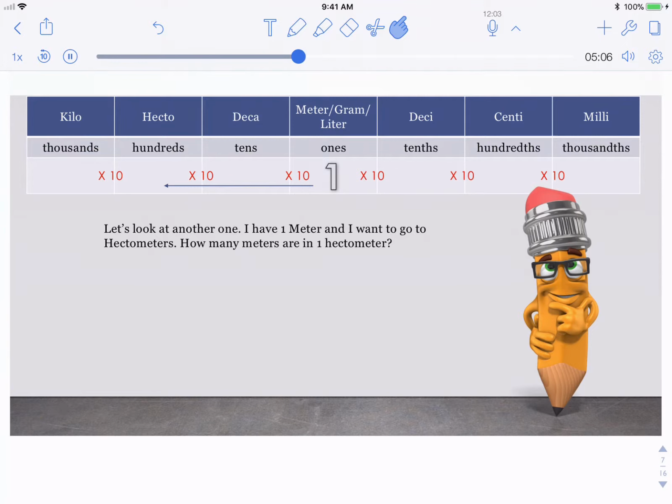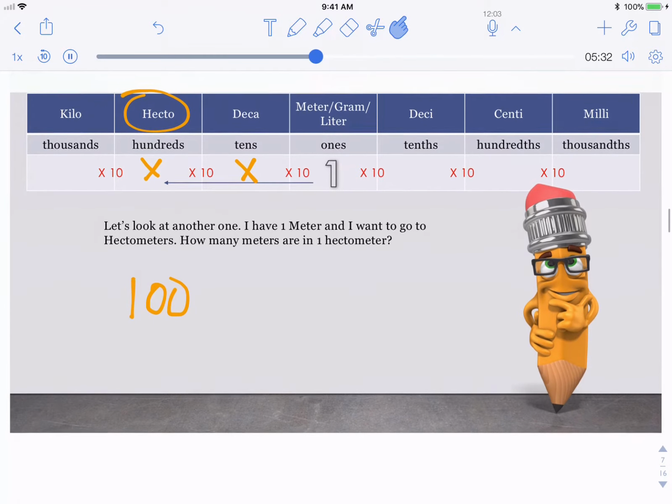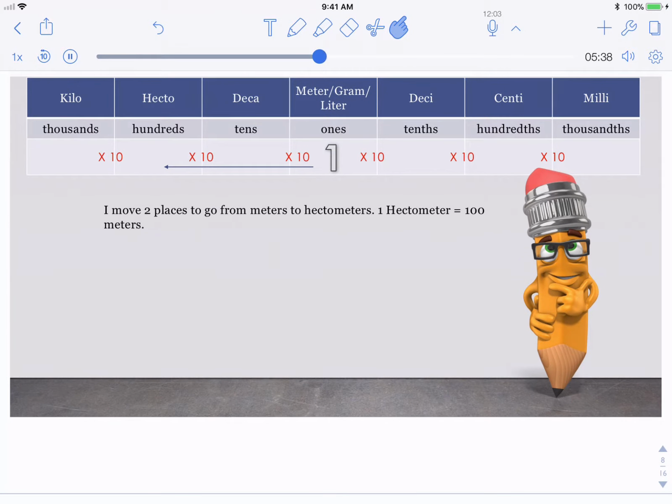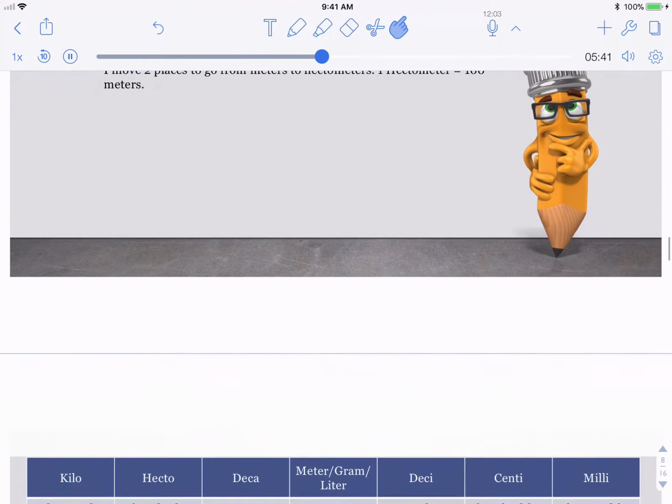Let's look at another one. I have 1 meter and I want to go to hectometers. So let's circle the hectometers. How many meters are in 1 hectometer? I have to go over 1 place, 2 places. So how many zeros are going to be behind my 1? 2 zeros. So I have 100 meters in 1 hectometer. Okay, I move 2 places to go from meters to hectometers. 1 hectometer equals 100 meters. Okay, next slide.